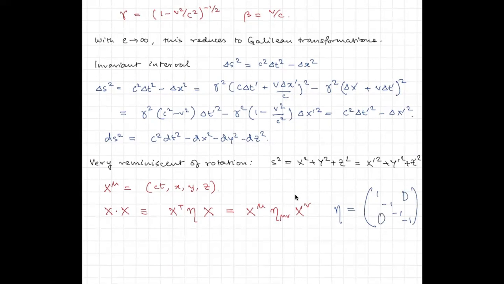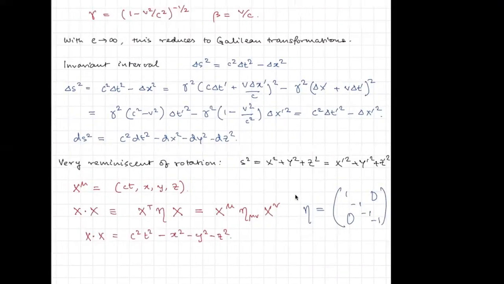So then what you see is, from here, it's clear that x dot x is going to be given by c squared t squared minus x squared minus y squared minus z squared. Okay. All right. So this is what is left invariant.